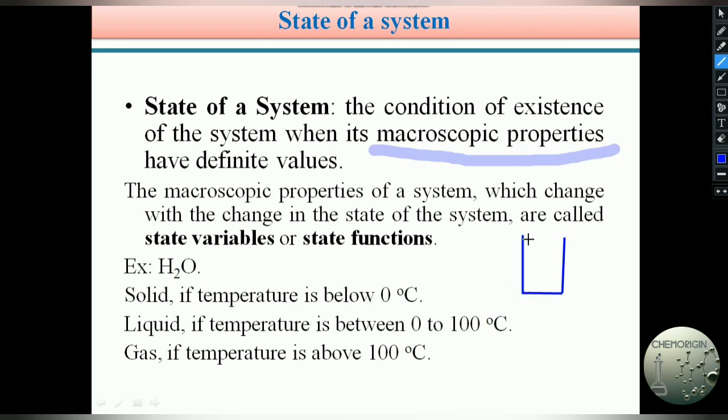So a gas-containing cylinder has macroscopic properties. Those macroscopic properties have definite values, meaning particular values. Those are known as the state of a system. So how do we define the state of a system, students? The state of a system is defined as the condition of existence of the system whenever its macroscopic properties have definite values.